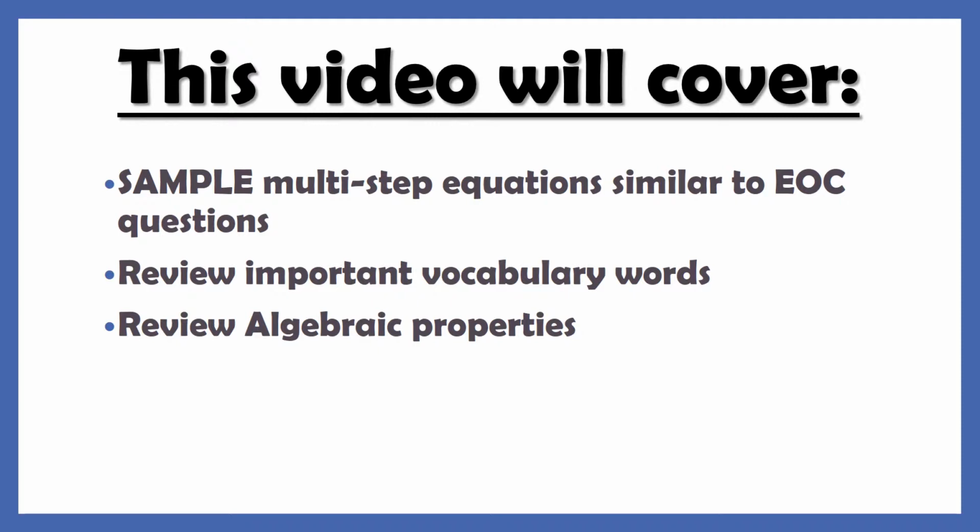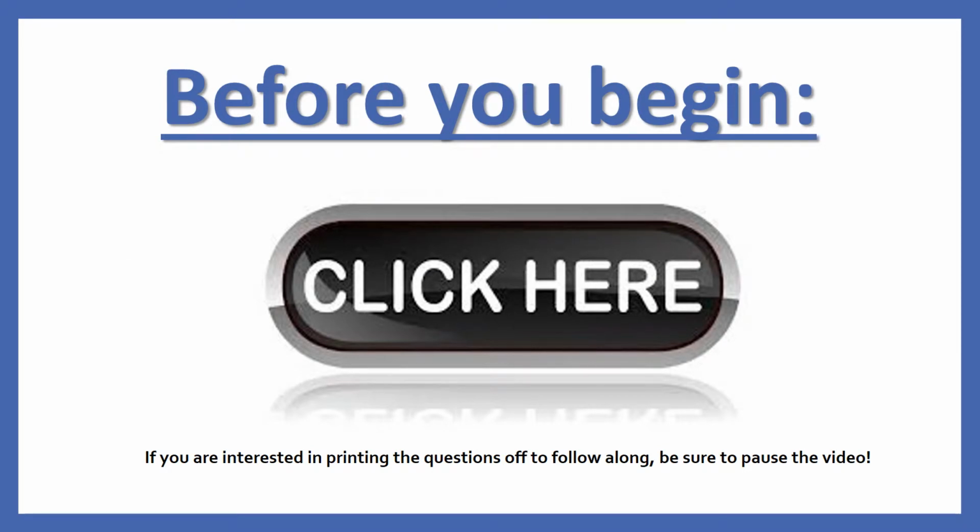This video is going to cover some sample multi-step equations similar to what you'll see on the EOC. It'll review important vocabulary words that we need to make sure we understand, and some algebraic properties. Before we begin, if you would like a little note-taking guide or a copy of this PowerPoint so you can follow along and take notes while we go through some of the problems, just click here. It will pause the screen, which is fine, and then when you come back, you can click play again.